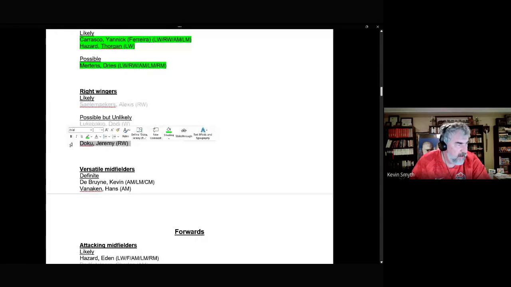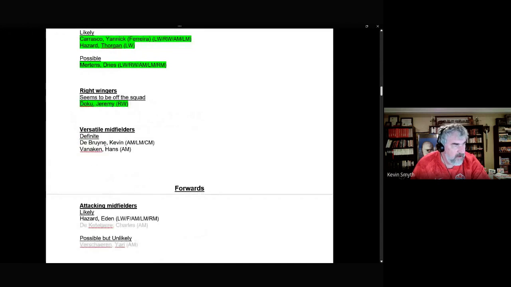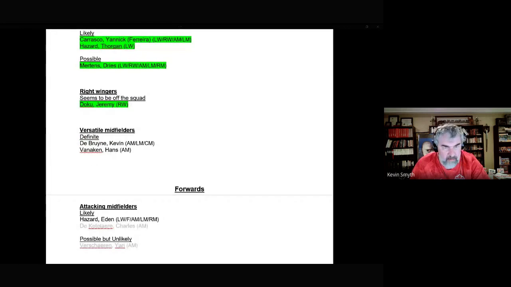However, surprisingly, he was called back into the team, Jeremy Doku, and he was the only one among these candidates to make it. So Sailormakers and Luca Bacchio made it to the preliminary squad, but it was actually Jeremy Doku who made the final cut there. So a bit of a surprise selection there.